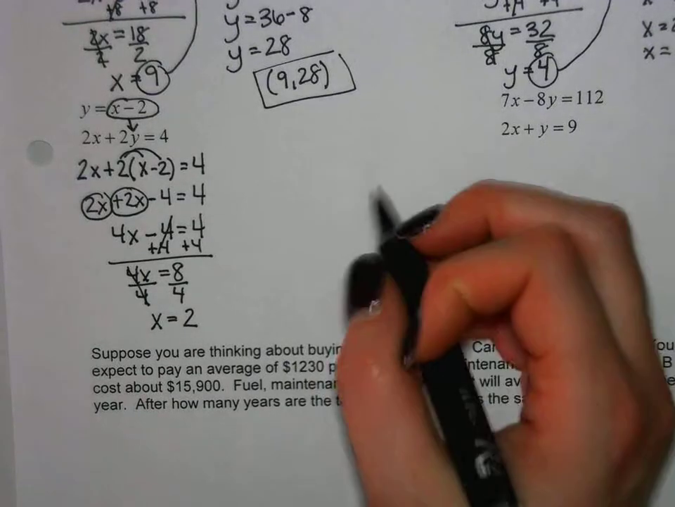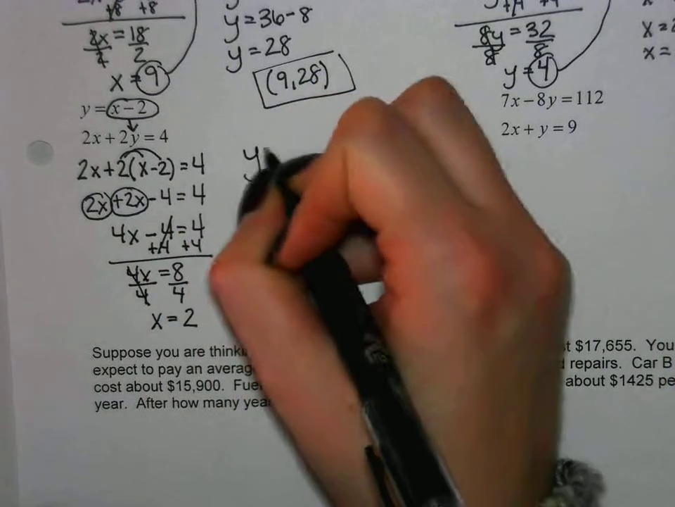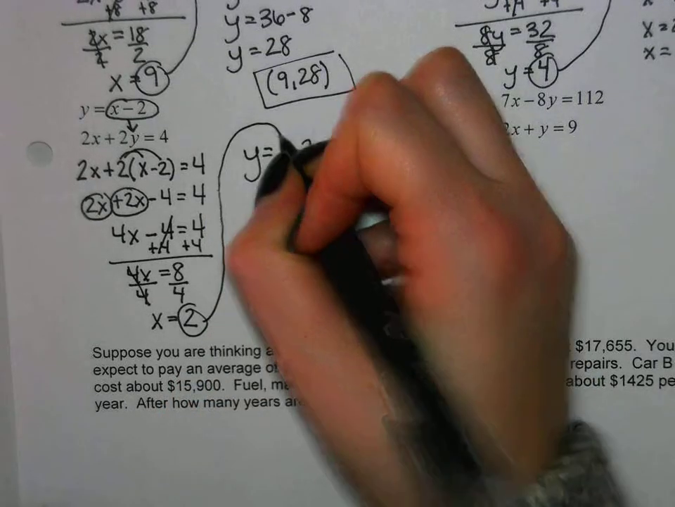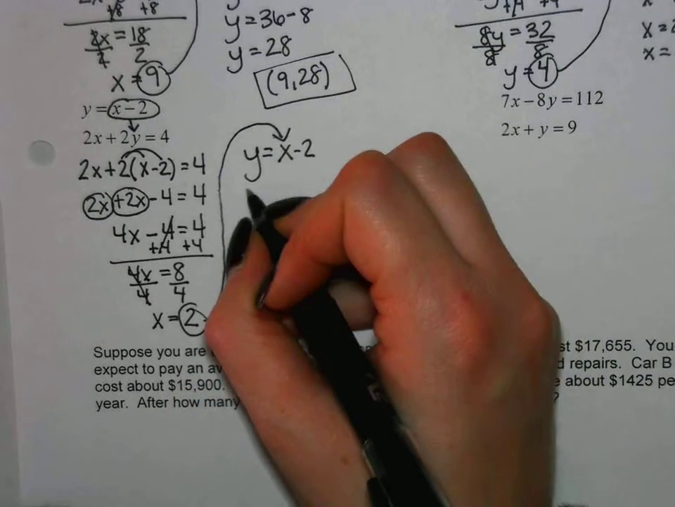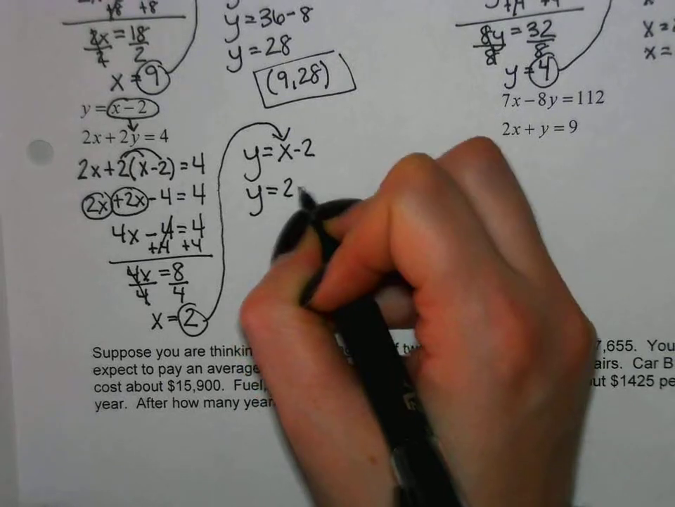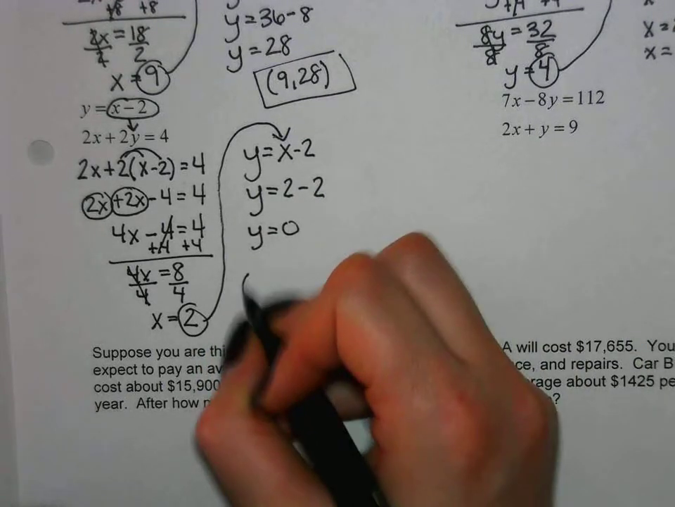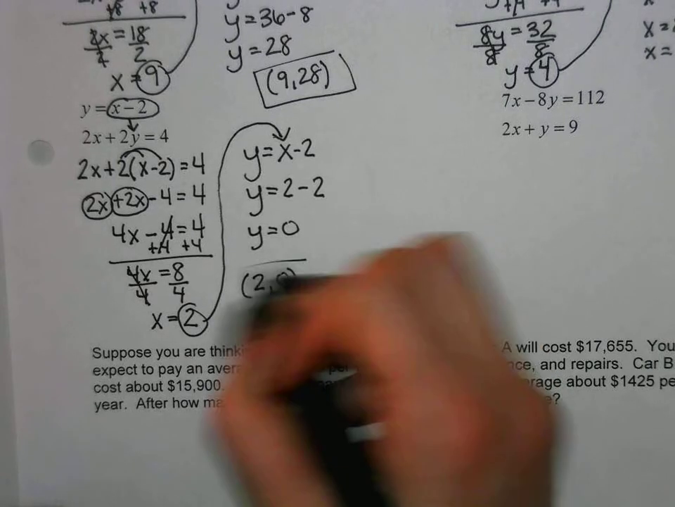So from here I'm going to rewrite the equation I circled, so y equals x minus 2. I know what x equals, that's what I solved for, so I'm going to substitute it in for my x, so y equals 2 minus 2. 2 minus 2 is 0, so my solution is 2, 0.